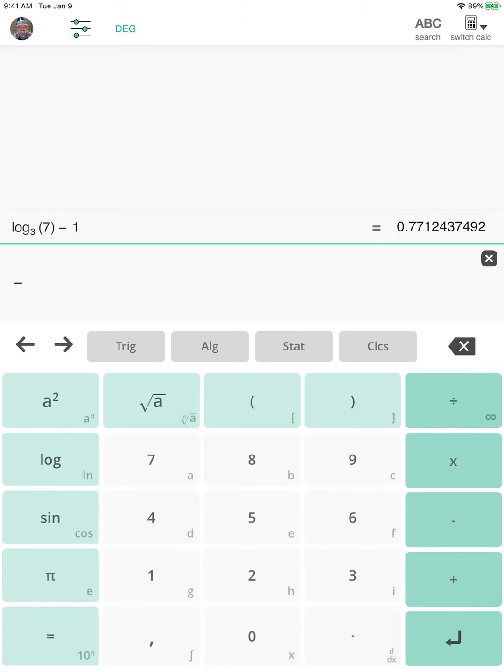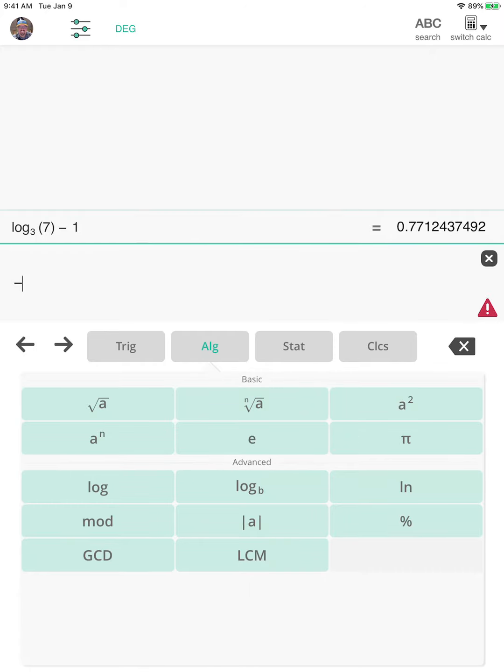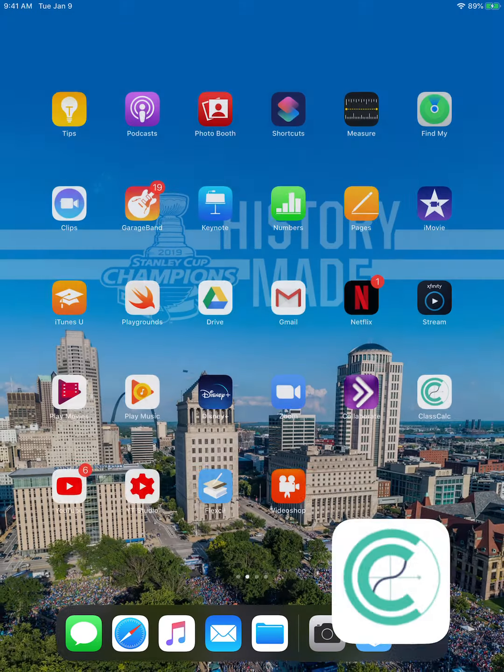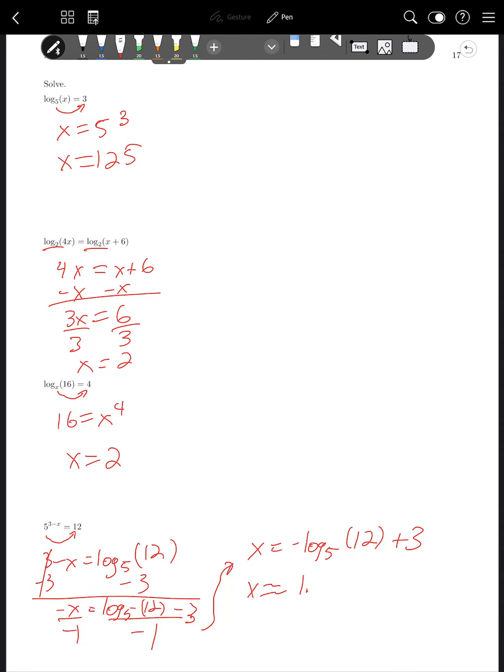So negative log base 5 of 12 plus 3. And it's 1.4560. And remember, I'm using these wavy equal signs when I'm doing the decimal approximations because it's not an exact answer, it's an approximate answer.